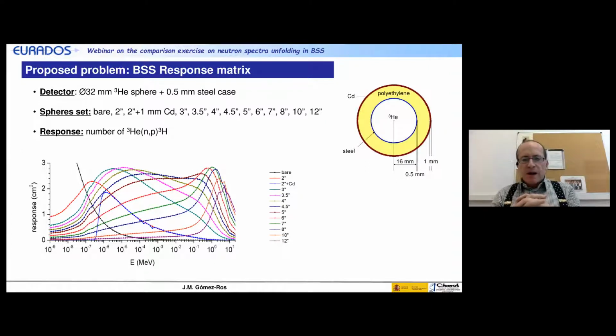In this case, the idea of this exercise was to provide to the participants, or the people interested in solving the problem, one set of counts for different scenarios and ask them to use their own codes to solve the unfolding problems. We decided to use not a physical Bonner spheres spectrometer, but an idealized one. This one consisted, as you can see, of just a very simple helium-3 thermal neutron detector inside a set of spheres that include from 2 inches diameter till 12 inches diameter. And the response of the detector was calculated using Monte Carlo simulation as the number of neutron reactions in the helium-3 inside the detector.